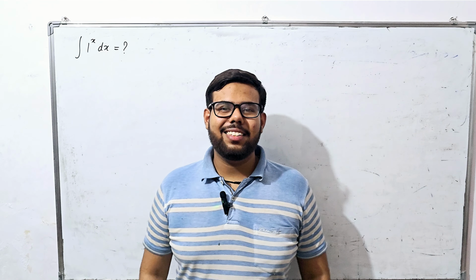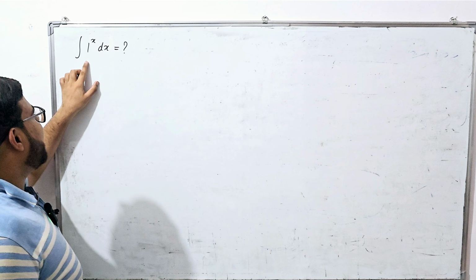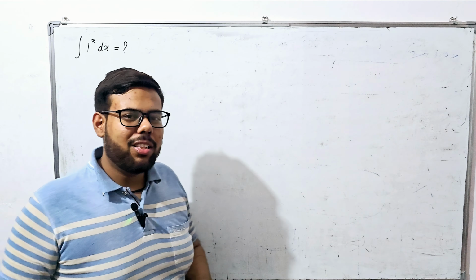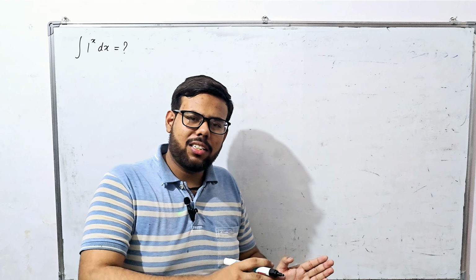Hello everyone, this is Aditya, and today we are going to solve the integral of 1 to the power x dx. Now many of you will think that 1 to the power x means 1, so the answer should be x plus an arbitrary constant c, right? But in reality, that is not the case over here.